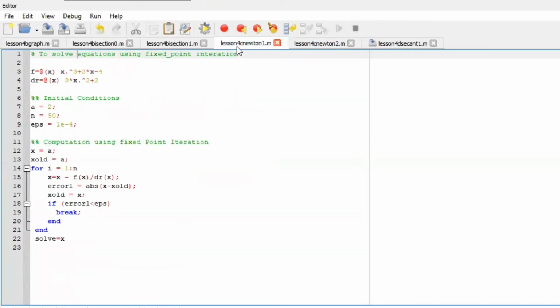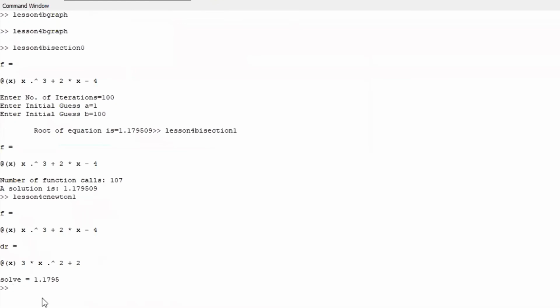Now let's look at Newton's method. Here we are going to incorporate a derivative of our function, and it's very nice, sweet, and short. If I run this file, I expect to get the same answer as well. Yep, we got more or less the same answer, just a difference in decimals.